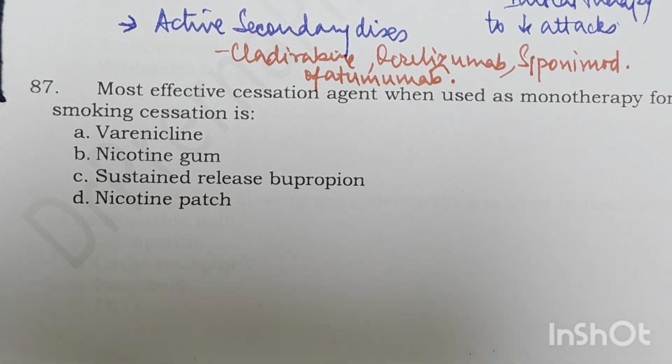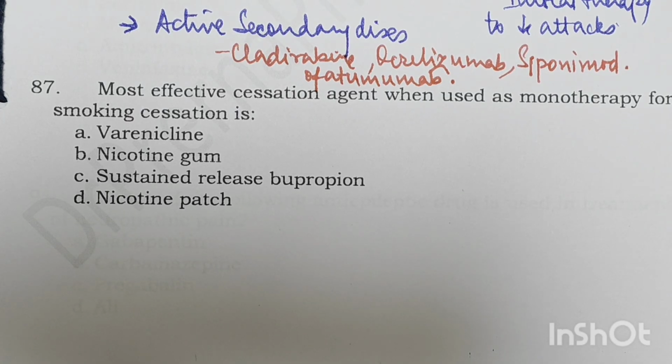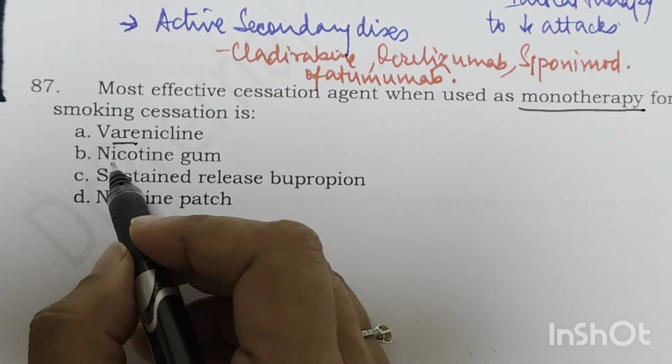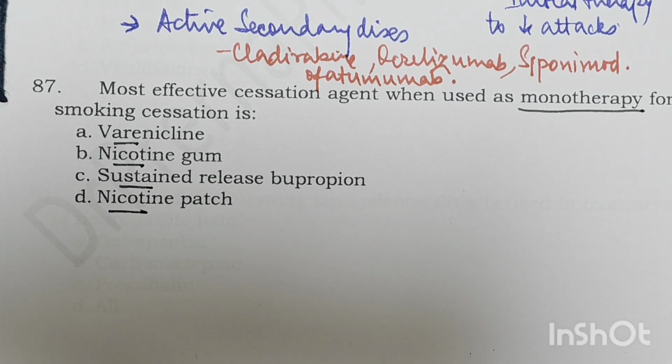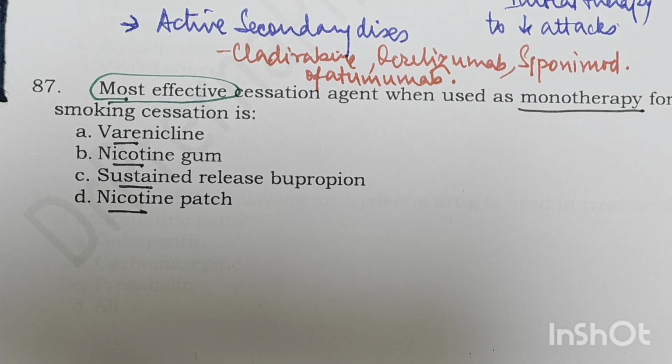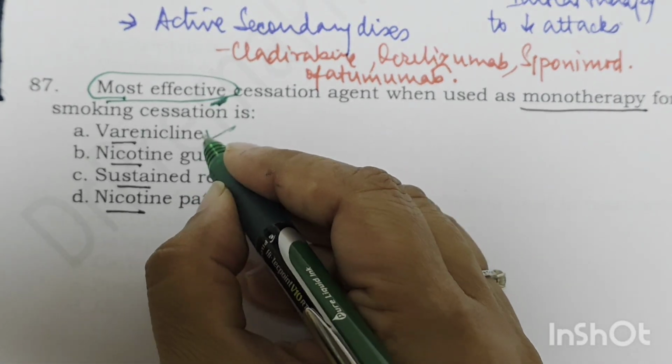The most effective cessation agent when used as monotherapy for smoking cessation. Now, most effective cessation agent when used as monotherapy: varenicline, nicotine gum, sustained release bupropion and nicotine patch. Now, the most effective drug. Please remember the question. Most effective. ऐसे most likely, unlikely, effective, not effective, इन चीज़ों पे ध्यान देना है. So most effective cessation agent is varenicline, right?